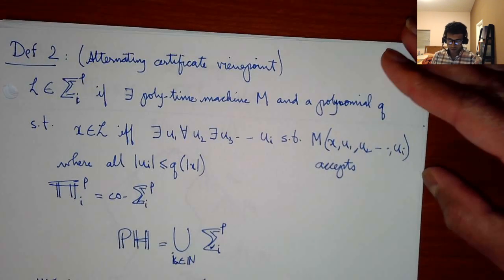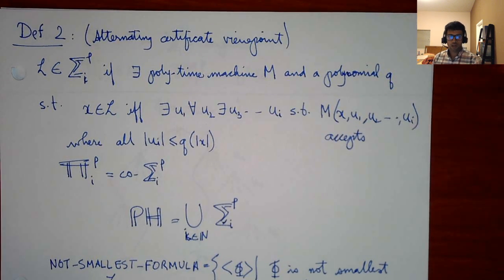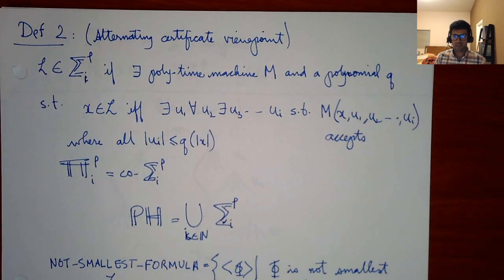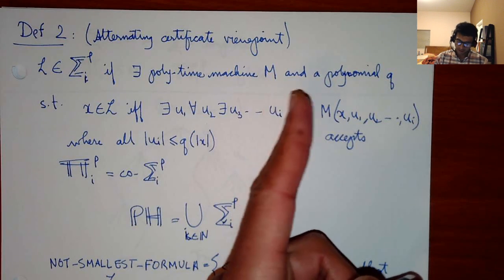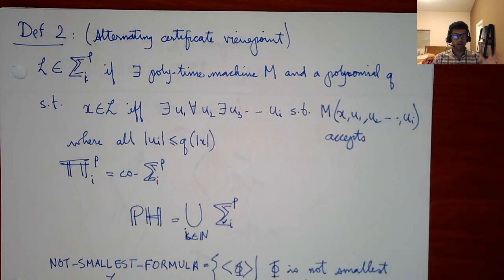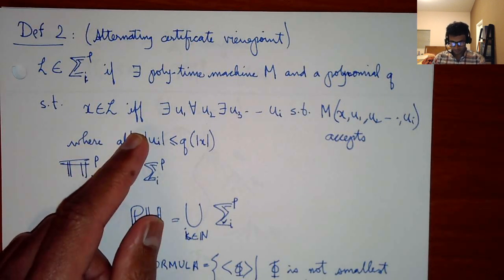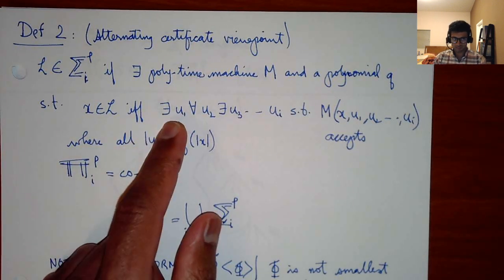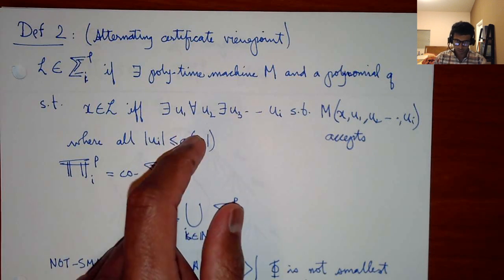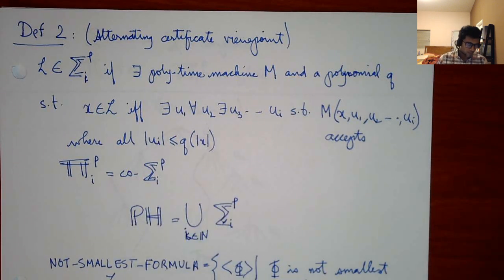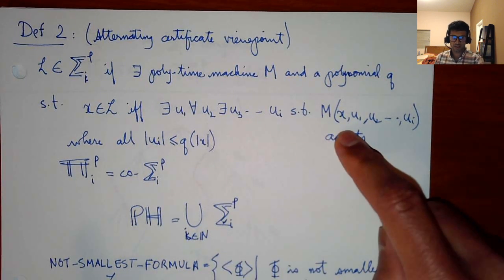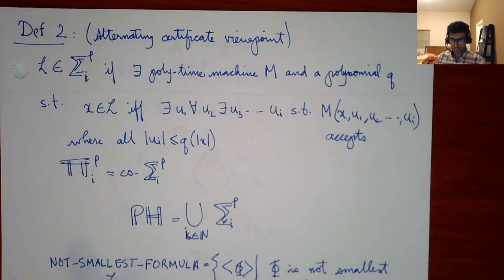The second definition is the alternating certificate viewpoint. So here we say L is in sigma i if there exists a polynomial time machine M and some polynomial Q, which is a bound on the certificate size, such that x is in L if and only if there exists u1 such that for all u2 there exists a u3, so on and so forth, alternating quantification, such that M of x, u1, u2, up to ui accepts.